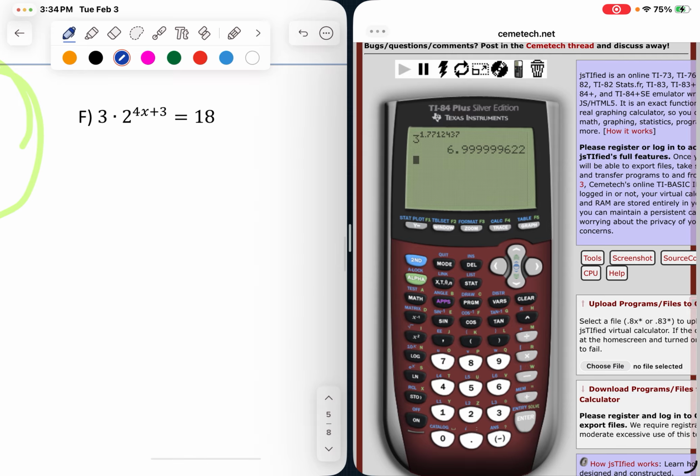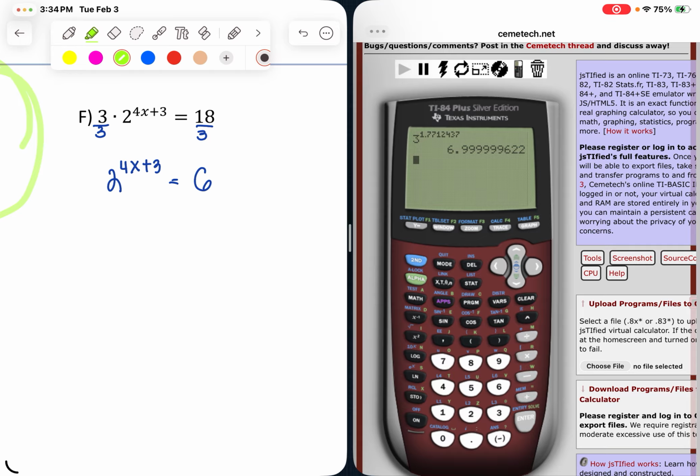All right, let's go ahead and do the next one. Okay. The base here is 2. The base here right now is 18, but there's this 3 hanging out. So let's get rid of that 3 by dividing both sides by 3. 2 to the 4x plus 3 is equal to 18 divided by 3, which is 6.